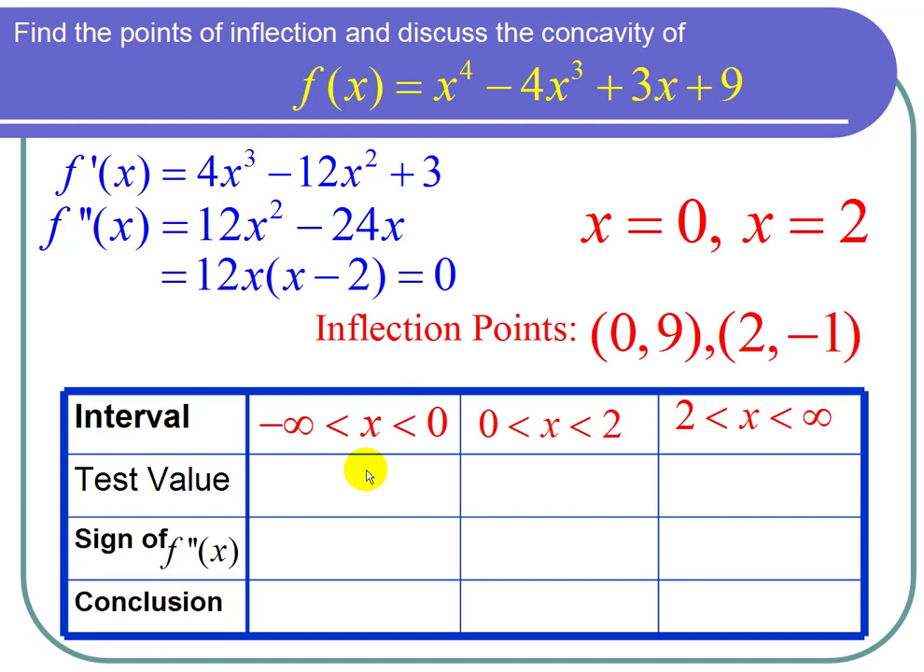So I'm interested in the sign of f double prime of x. If I plug in negative 1 into 12x times x minus 2, I get 12 times negative 1 times negative 3, which is a positive number. If I plug in 1, 12 times 1 times negative 1 is a negative number. And if I plug in 3, 12 times 3 times 1 is a positive number.